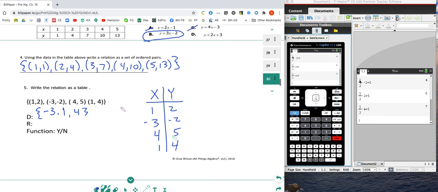Now we're going to look at the range. Least to greatest is going to be negative 2, and then 2, and then 4, and then 5. Now, I'm going to look at my X values. Notice that I have 2 number 1s. So this is not a function, and the reason is (1, 2) and (1, 4). And now you've reviewed for your quiz.